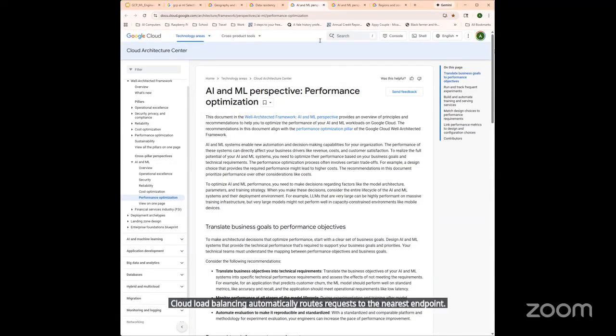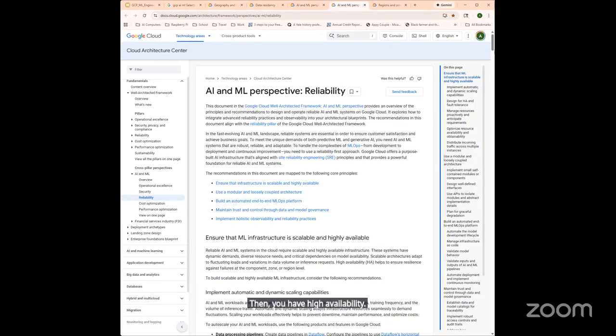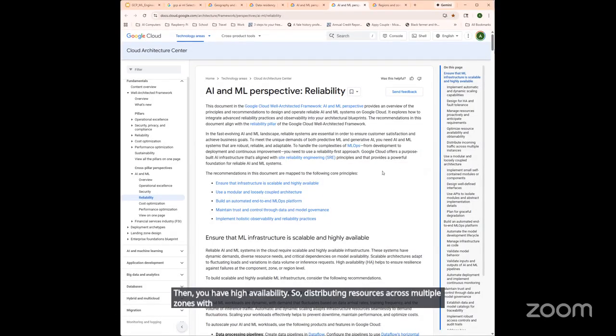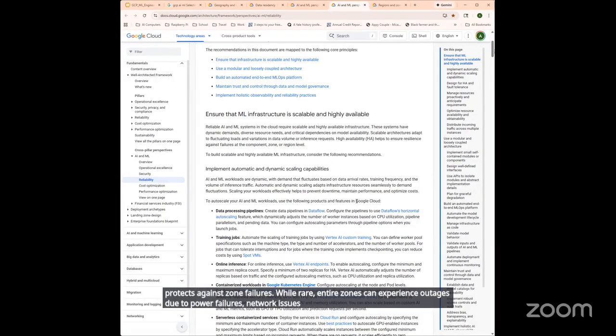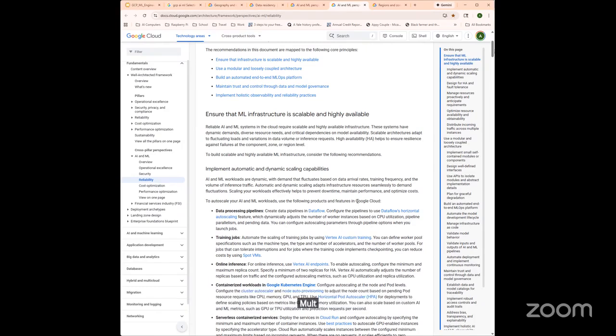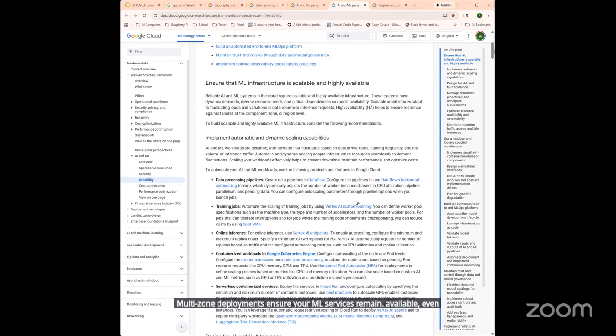Then you have high availability. Distributing resources across multiple zones within regions protects against zone failures. While rare, entire zones can experience outages due to power failures, network issues, or natural disasters. Multi-zone deployments ensure your ML services remain available even when one zone goes offline.